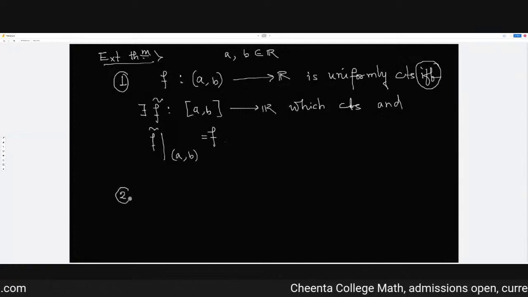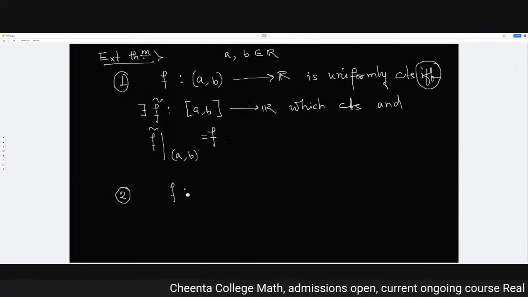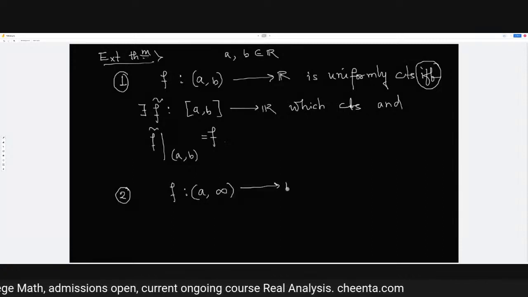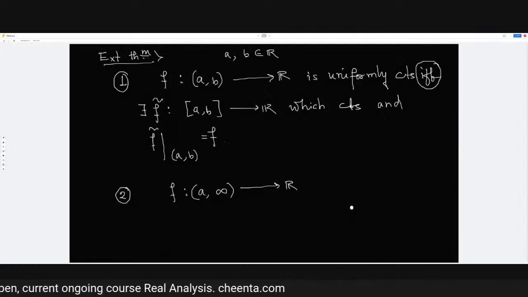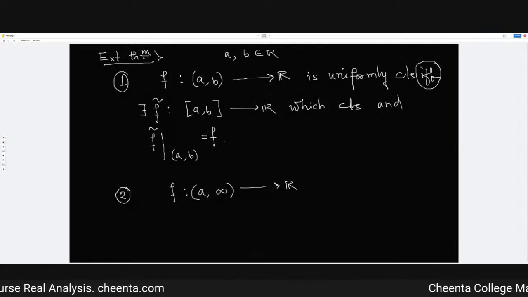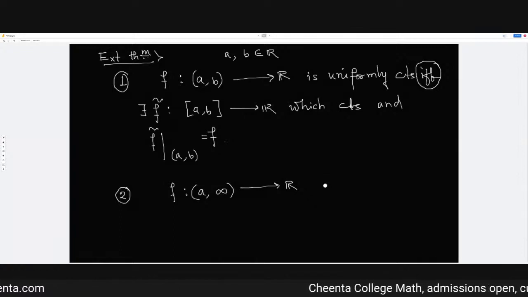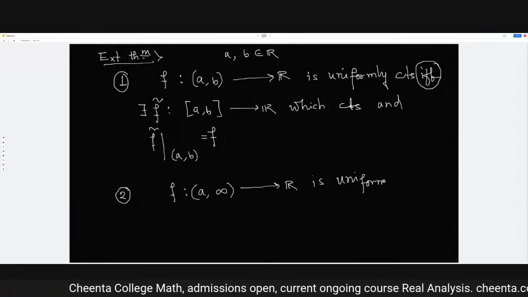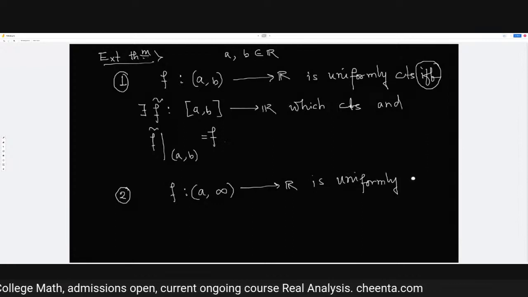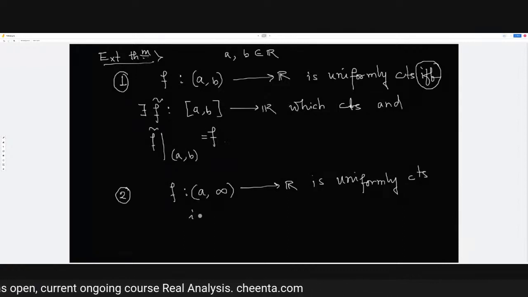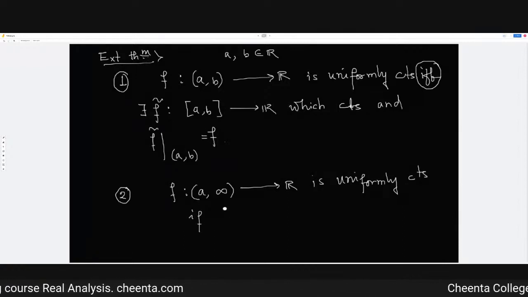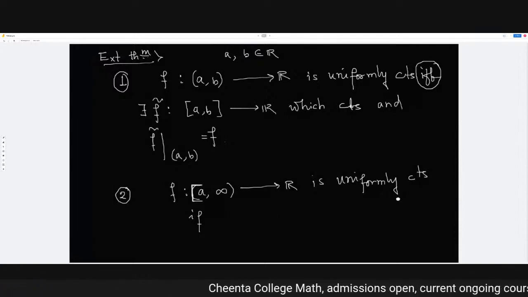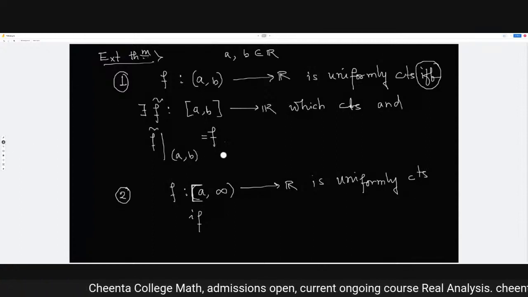The second extension theorem suggests something like this: a function from a comma infinity to R, and this will be the same if I take minus infinity to b, things like that. So a function from a comma infinity to R is uniformly continuous if, sorry, closed interval a comma b is uniform. Okay, so let me rephrase it.